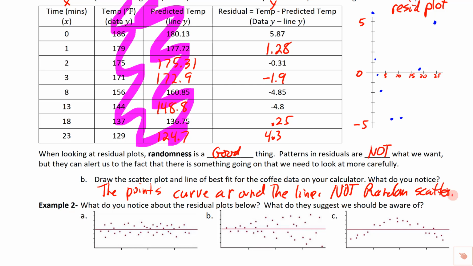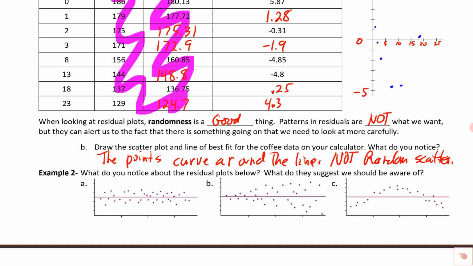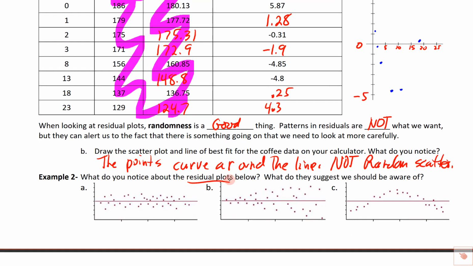Now, if I slide down here and we take a look at example number 2, so we're looking at these residual plots, and I'm going to underline residual plot right there, and it says, what do they suggest that we should be aware of? Well, the first thing is this line right here. Remember, on a residual plot, that line is 0, so I'm going to put a 0 on each one of those. Okay, this represents 0, and then anything up here is a positive residual, meaning the points above the line, and anything down here is a negative residual, meaning the points below the line on the actual scatter plot.